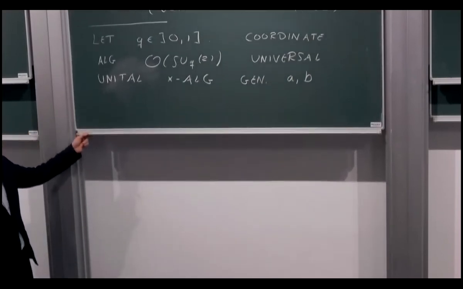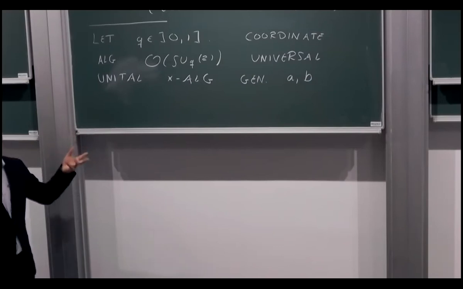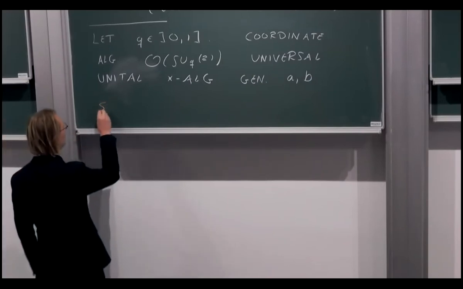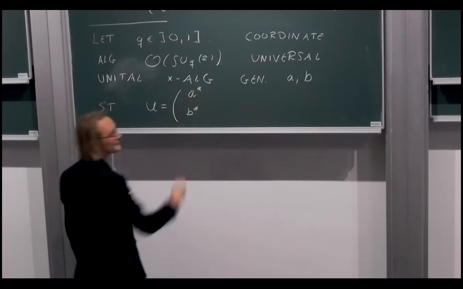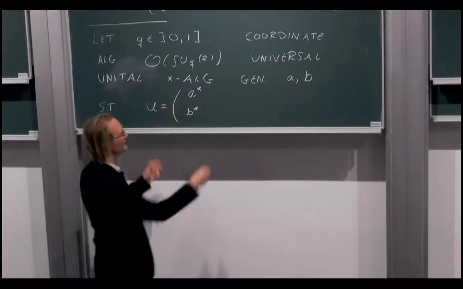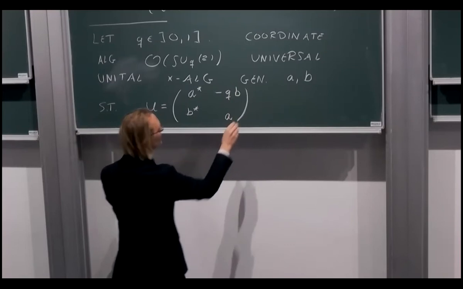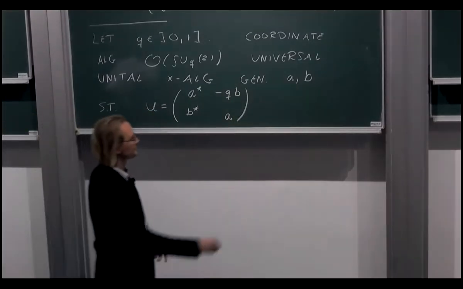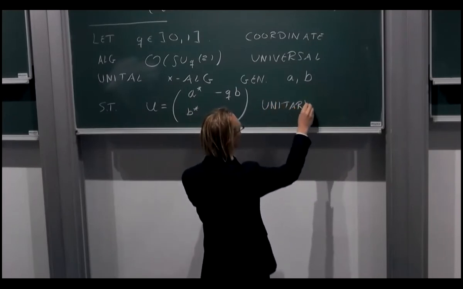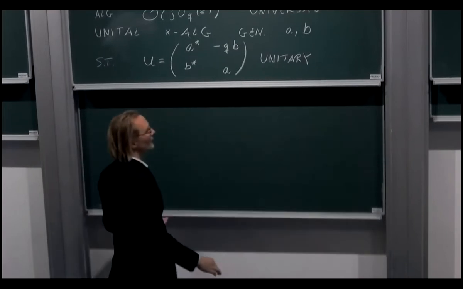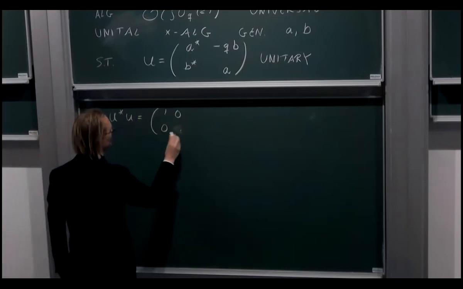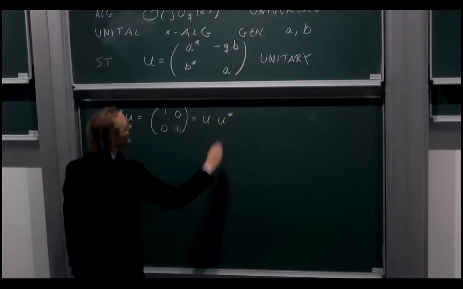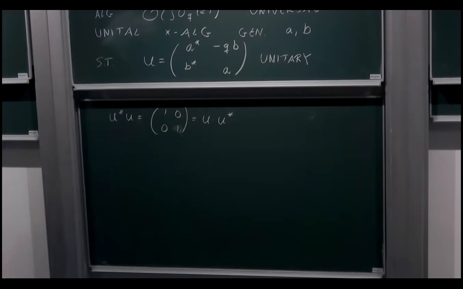They satisfy relations which can be summarized very quickly by saying that a certain 2×2 matrix is unitary. Such that U here, which has slightly strange conventions, but that's how it is, has A star and B star in the first column, and then minus QB and A in the second column, and this matrix has to be unitary. So U star U is the identity, and also U times U star. This unitary is called the fundamental unitary. This quantum algebra is also a Hopf star algebra.